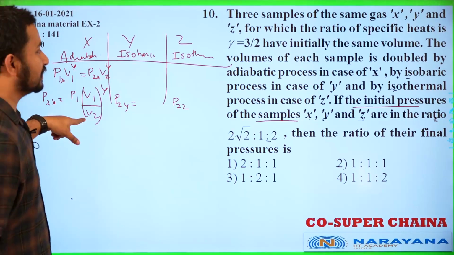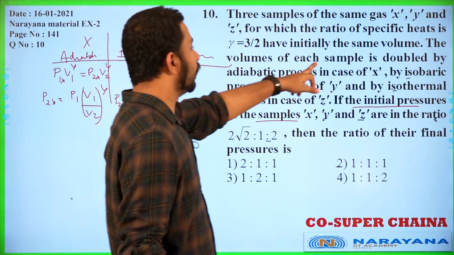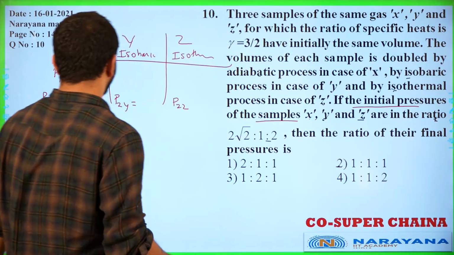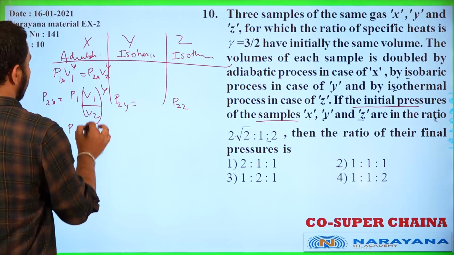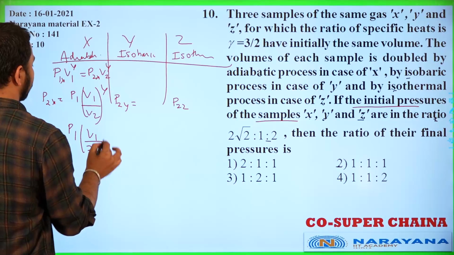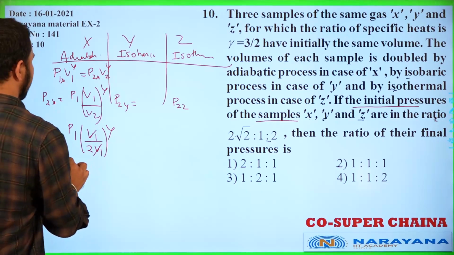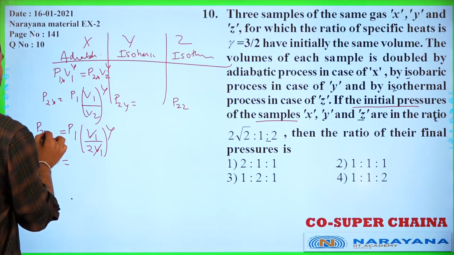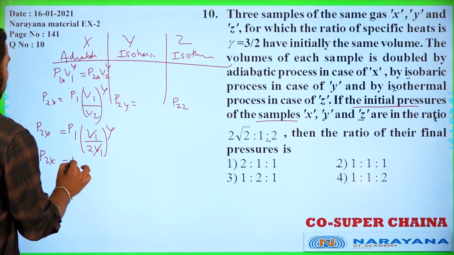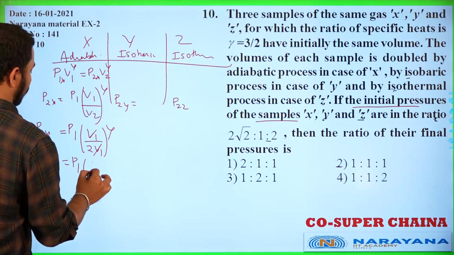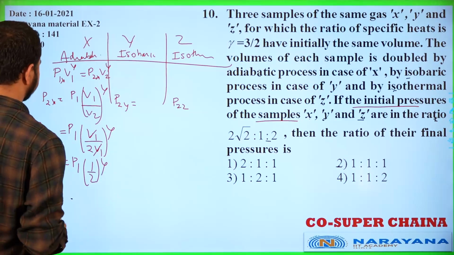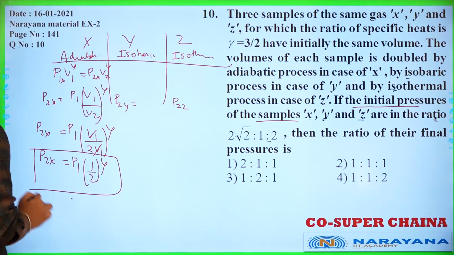So what is the relation between their volumes? The volumes of all the samples are doubled. So here we will get V1 by 2 V1, so this will cancel out. P2x is coming to be P1 times half to the power gamma. This is how we proceed for P1x.